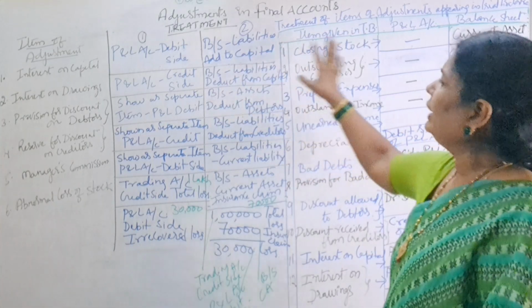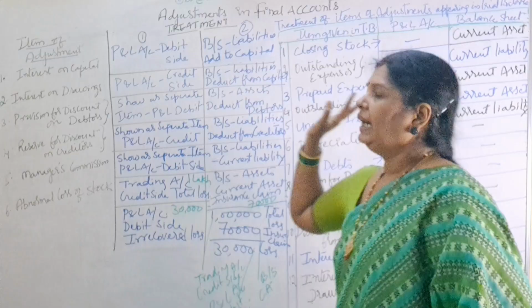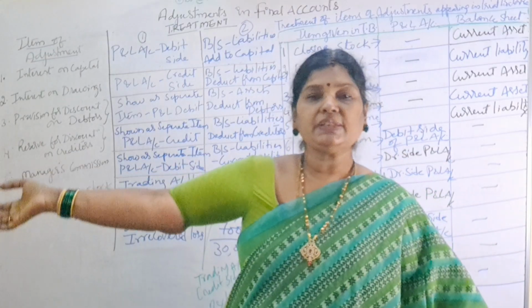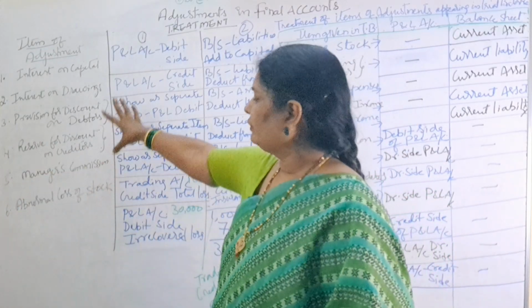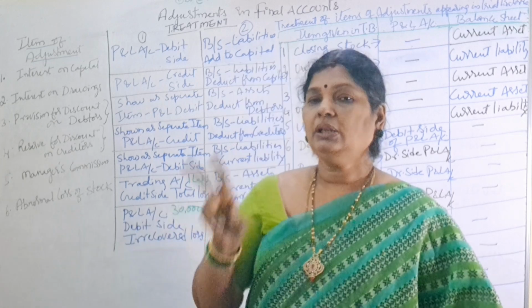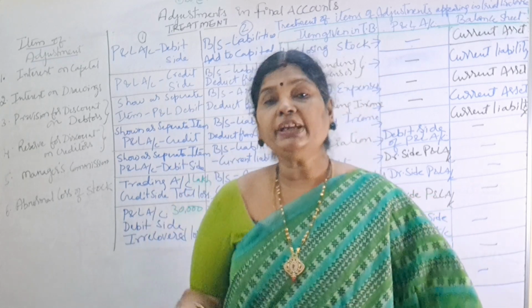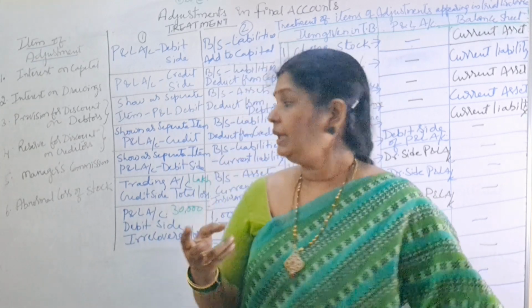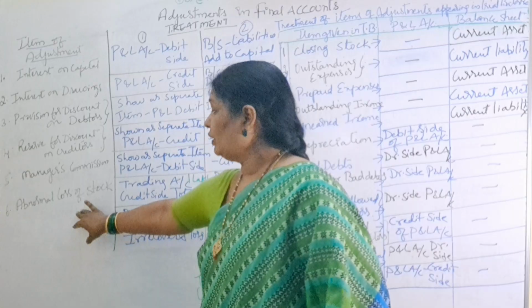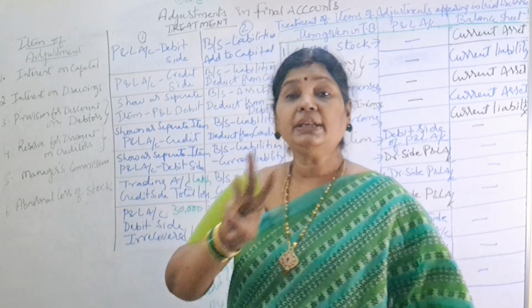I have explained all adjustments in final accounts. I have covered 8 adjustments in the previous video, and in the present video I have covered another 6 adjustments. All those adjustments which will come under below trial balance will get only in 2 places, except this adjustment. This is what? Abnormal loss of stock. This will get 3 times.